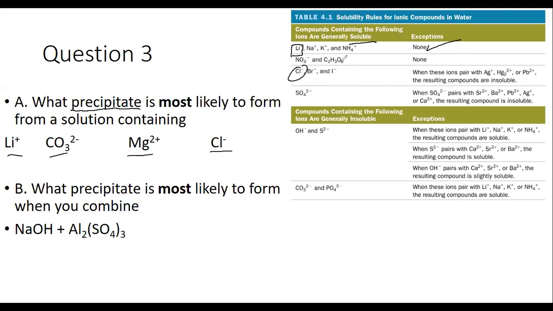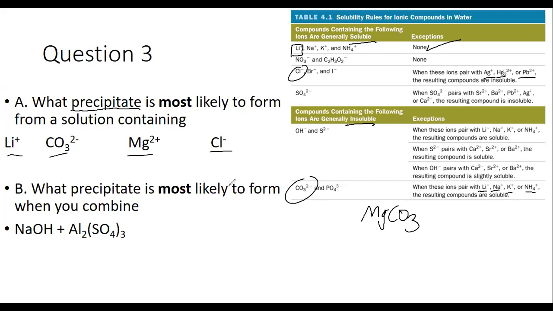So we go to chlorine and we see it's soluble unless paired with silver, mercury, or lead. Well, magnesium's not any of those. So magnesium chloride is soluble. And we can just double check that the answer is MgCO3. Because CO3 is insoluble unless paired with lithium, sodium, potassium, or ammonia. Magnesium's not one of these, so the answer is MgCO3.